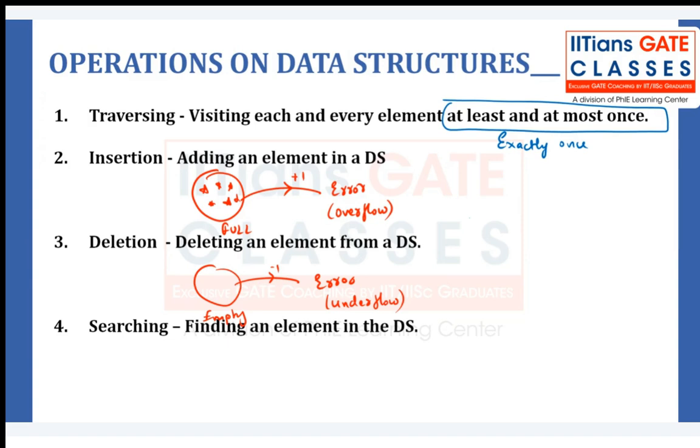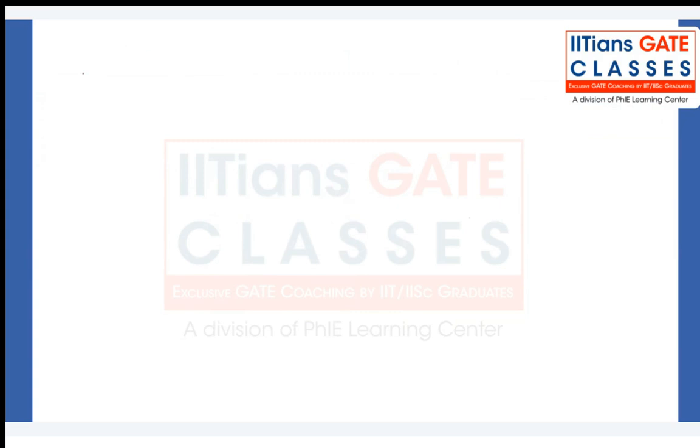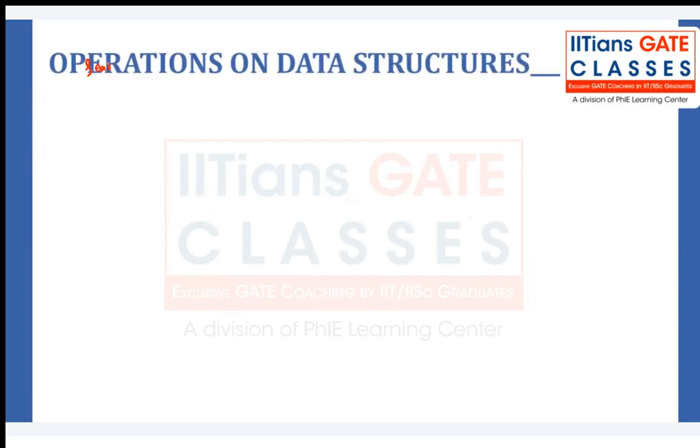Now, whenever you search for an element, the output for searching will vary depending on what type of data structure you are studying, or what type of DS you are applying the search function on. Let's say in case of an array, if you find an element, if the search is successful, it returns the array index of that particular data.